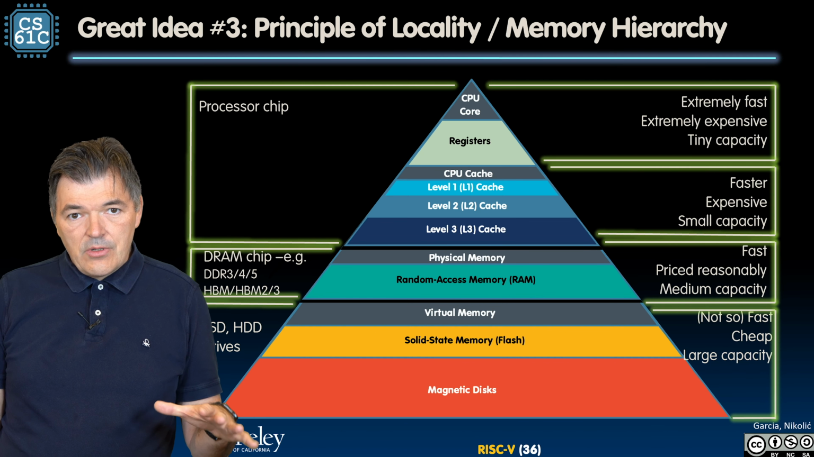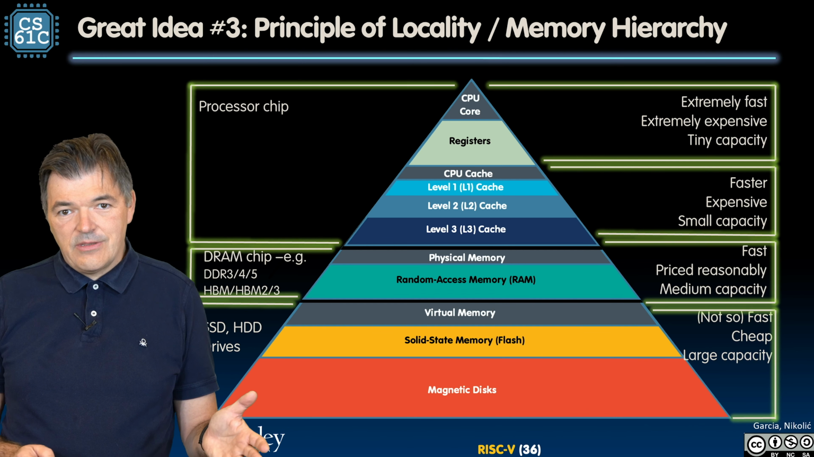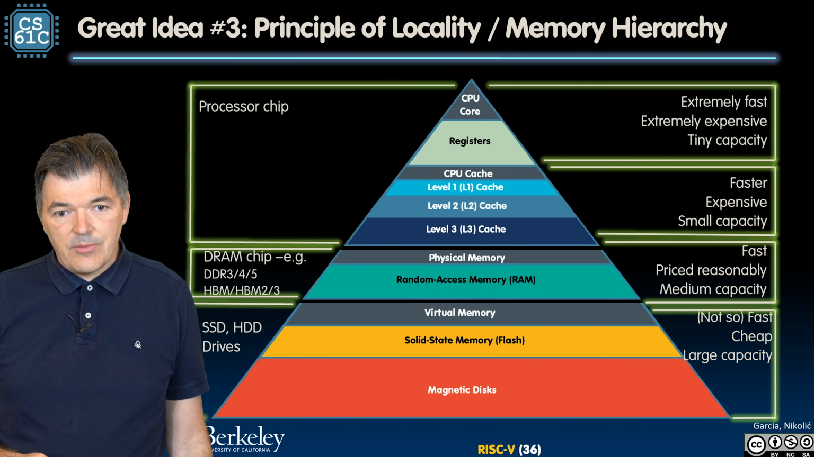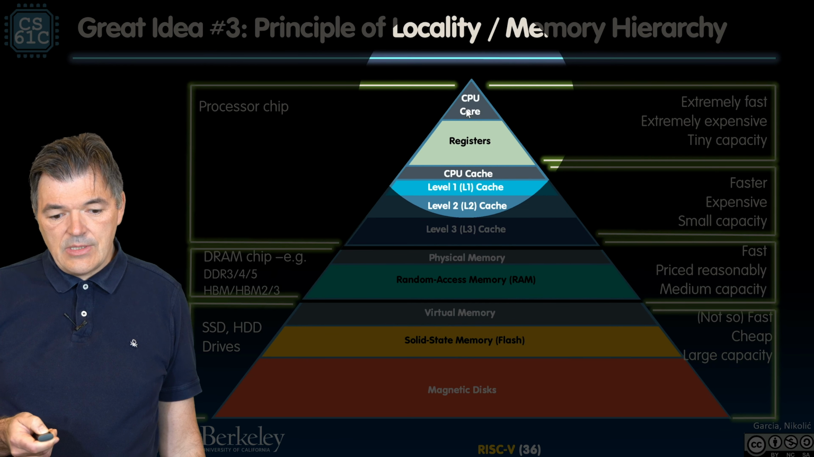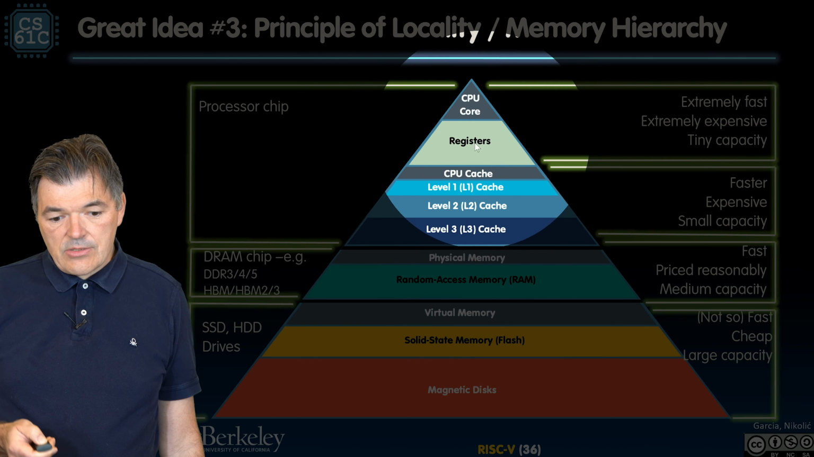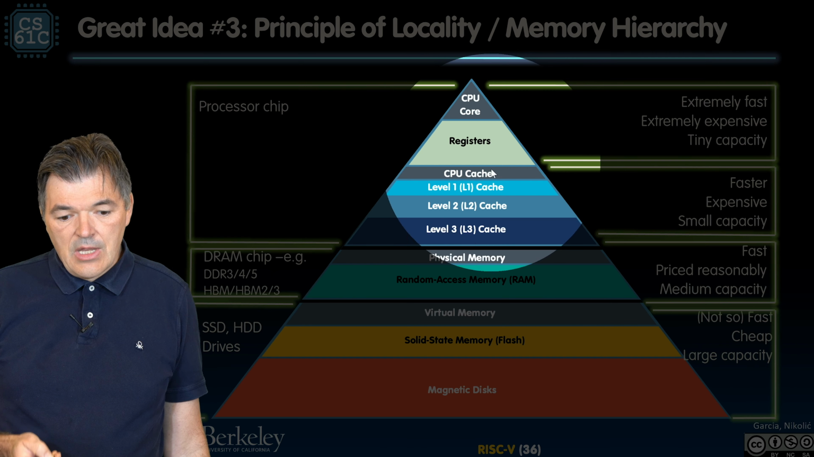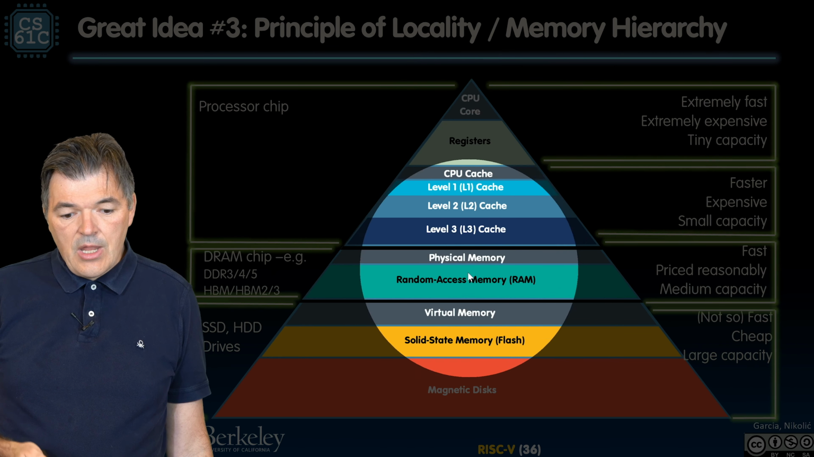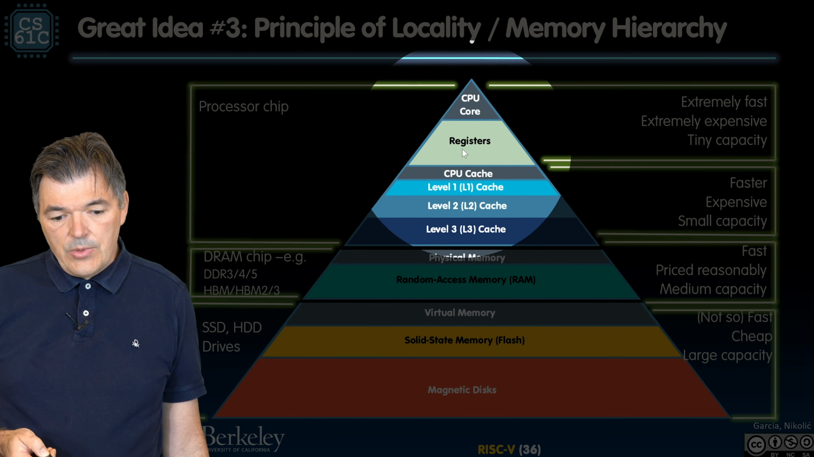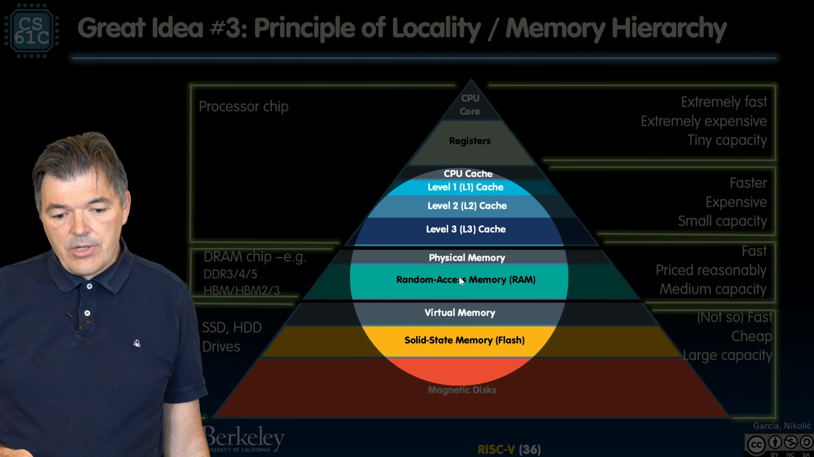Now, let's take a look at this pyramid that describes our principles of locality and memory hierarchy. At the very top, what we have seen before, we have the CPU. Its registers are blazingly fast, but there are very few of them. In RISC-V, there are 32 general purpose registers. Then our physical memory is our random access memory, and there is a gap between the speed of the processor core and the physical memory.